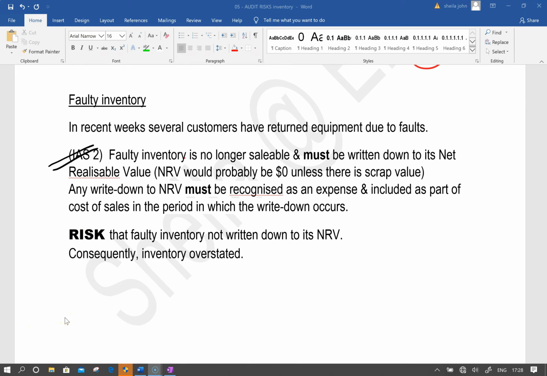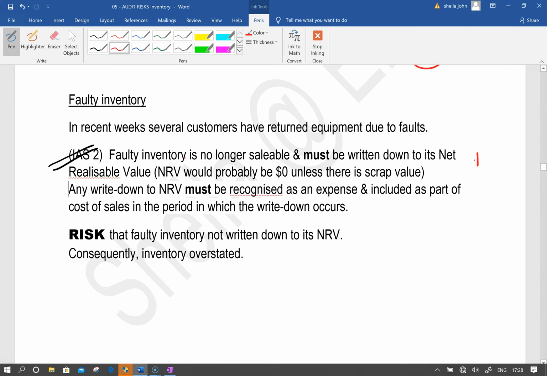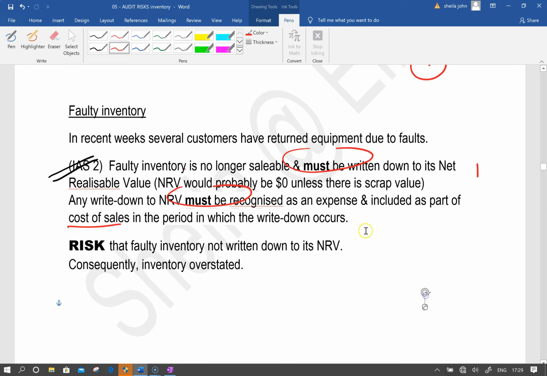So how would the marks be here? One mark for the accounting treatment. So we're saying that it must be written down, must be recognized as an expense, and included as part of the cost of sales. We're making sure the answer is complete. Then we've got the risk down here, and then we've also got the impact on the financial statements.